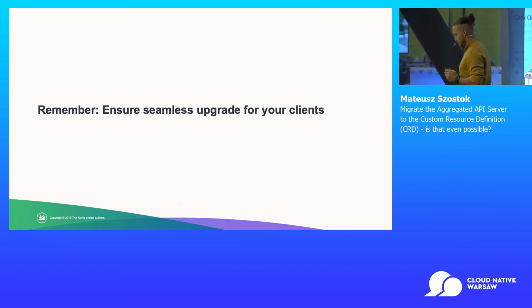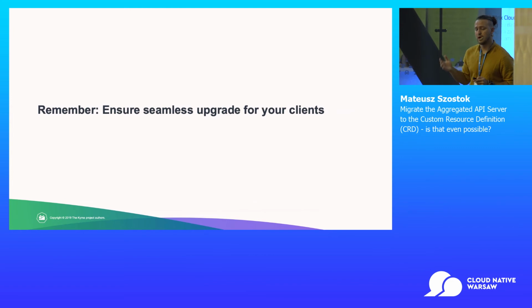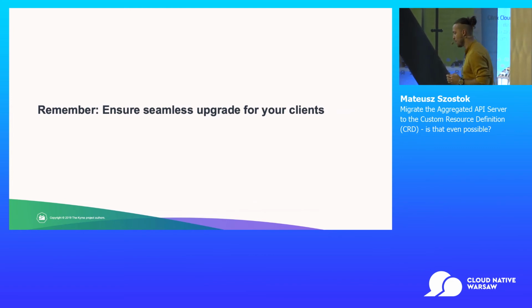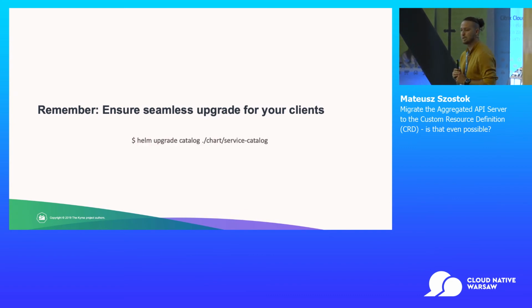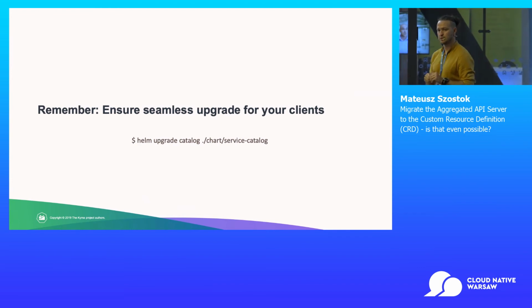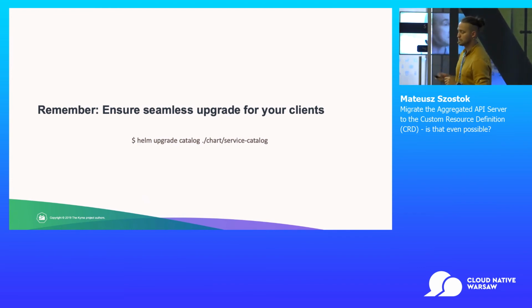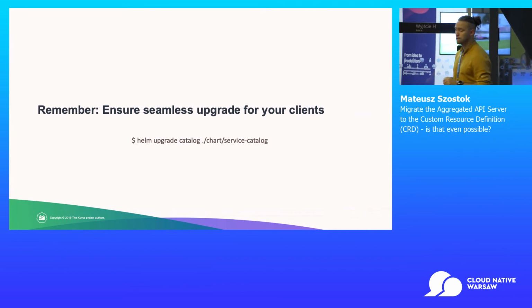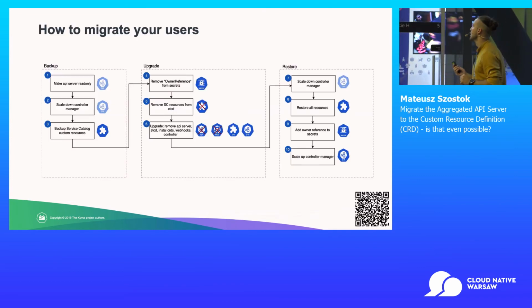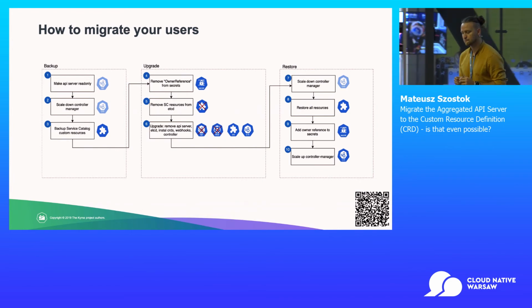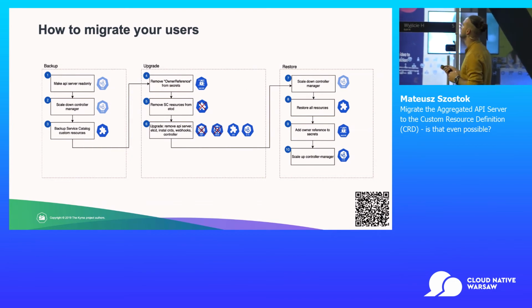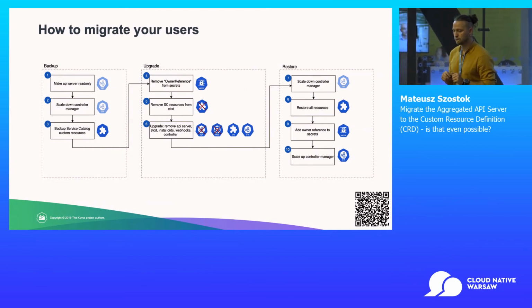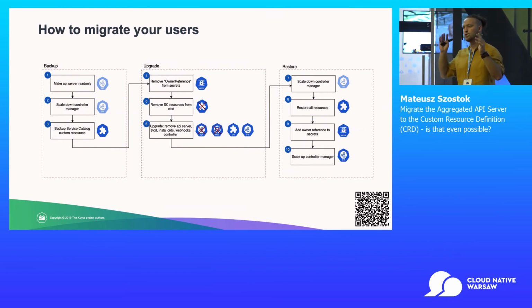And the last thing: because we have a new version, now it's time to migrate your clients. Our goal was to have one-click upgrades. To do that, we used Helm upgrade, because we are already installing the service catalog using Helm, so we decided to use the same mechanism to execute the upgrade for our clients. Under the hood, we wrote a tool in Golang to do the migration, and we execute that tool in the pre-upgrade hook and post-upgrade hook.